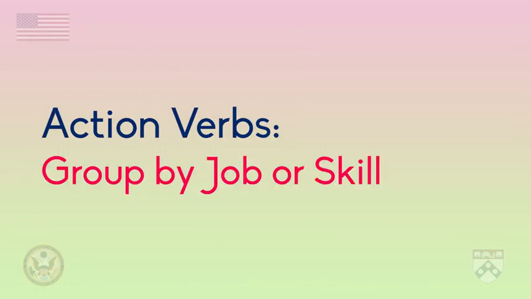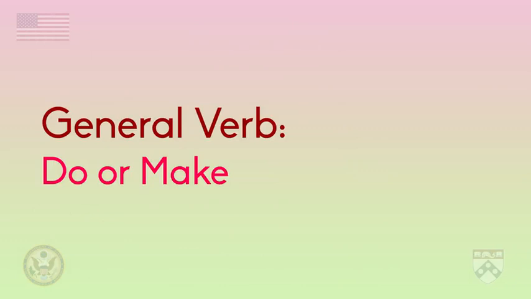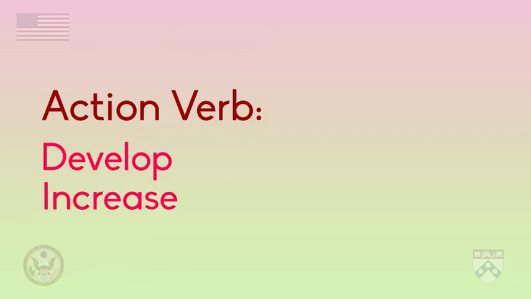Action verbs are usually grouped together by job or skill type. Since many jobs require you to have multiple skills, you will probably be choosing action verbs from different skill types. There are lots of action verbs to choose from, but for our purposes today, we are going to look at a shorter list. As I mentioned earlier, if we choose the verb do or make, it is too general. But we could use a more specific verb like developed or increased.